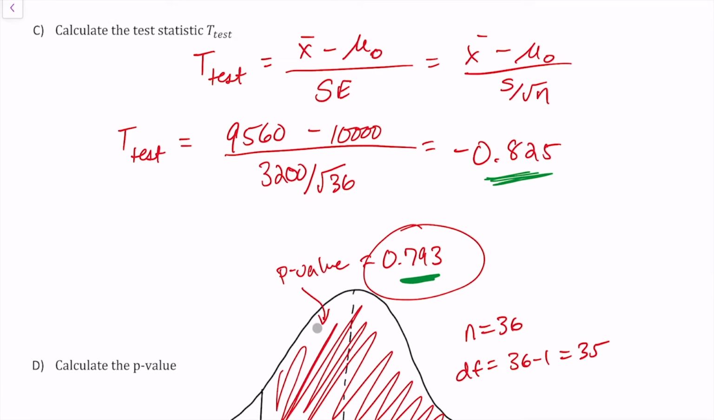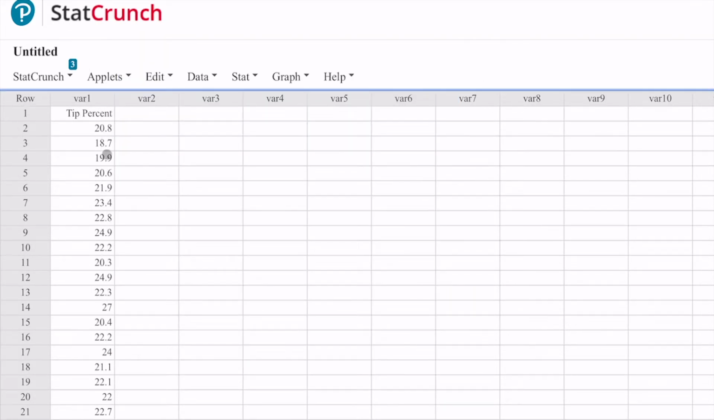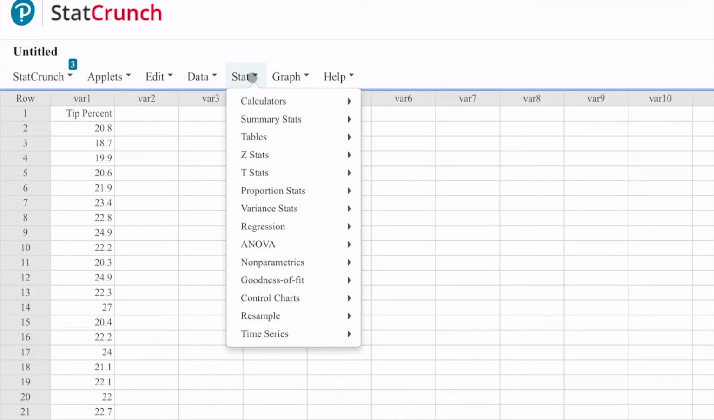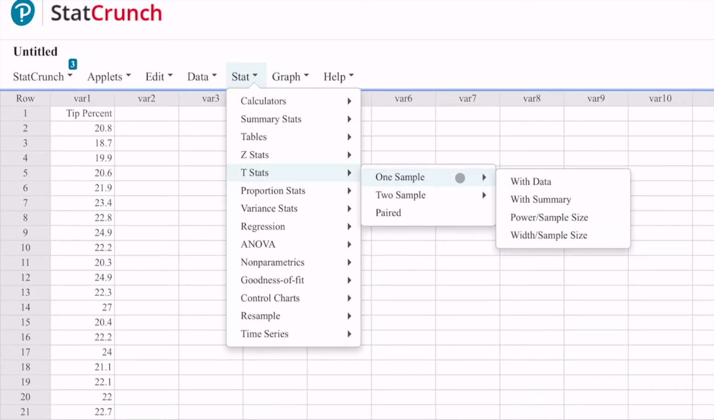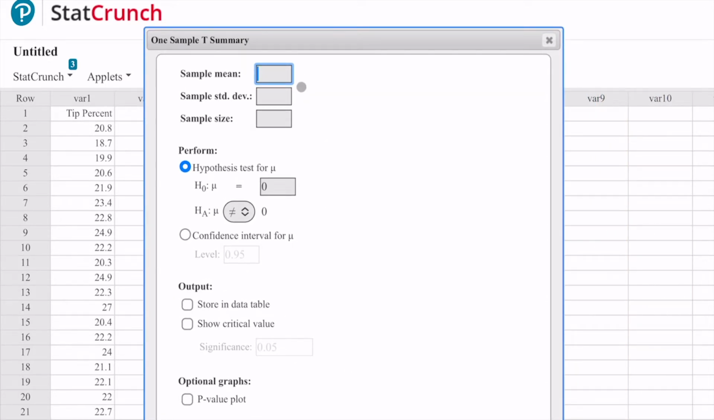Kind of ignore my data here, but when you want to perform a t-test or a test for the mean, you go to T Stats, then One Sample, and when they give you the mean and the standard deviation already, that is with Summary. So we're going to go with Summary. This should look very familiar. We did the same steps whenever we did a confidence interval for the mean of one sample.